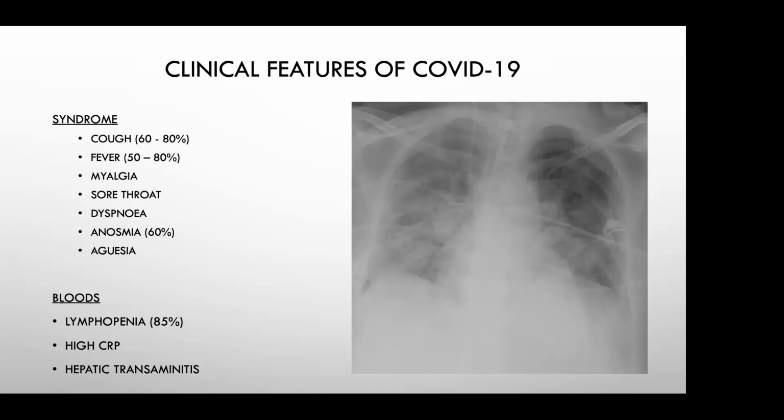In terms of blood tests, the lymphopenia is well documented, but it's not an absolute guarantee, so don't be put off the notion of it's COVID if their lymphocytes are normal. They can mount very high CRPs, and a slight rise in their AST or their ALT has been documented as well.